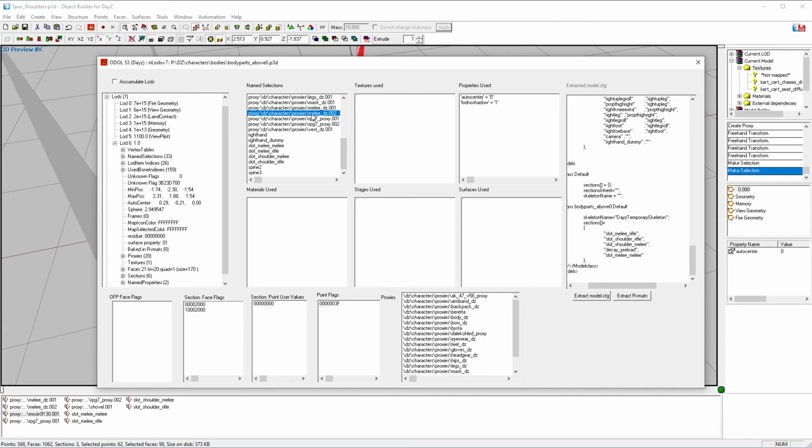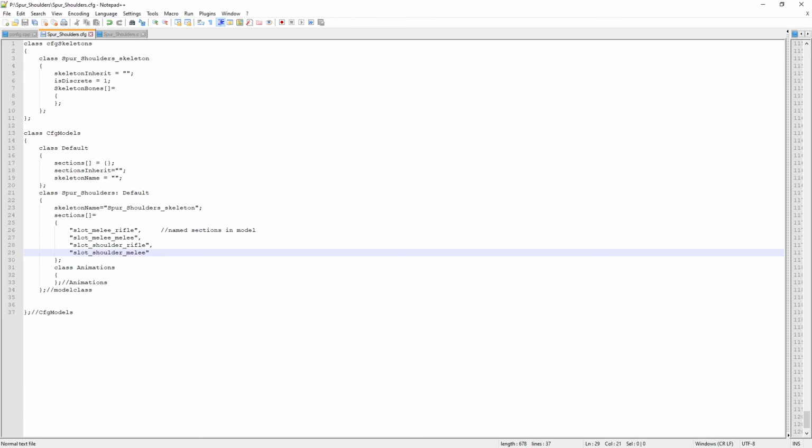It showed me two proxies and two proxies. I thought at the time that was two proxies for two melee weapons, two shoulders, and two proxies for two rifles, two shoulders. It also showed me this named selection, which again I presumed was melee slot, melee rifle, shoulder slot, melee rifle. And I learned from this, looking at the model config, about the named sections over here. With that information, I went to Notepad and started configuring my model.